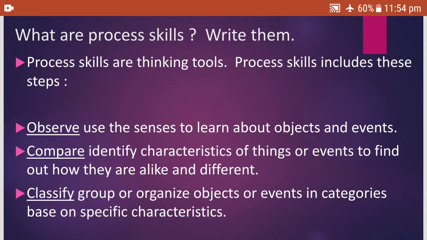Observe. Use the senses to learn about objects and events. That is good observation. Compare. Identify characteristics of things or events to find out how they are alike and different. That is, you have to learn the comparison. You should have the observation, you should have the comparison skill. Classify. Group or organize the objects or events in categories based on specific characteristics.